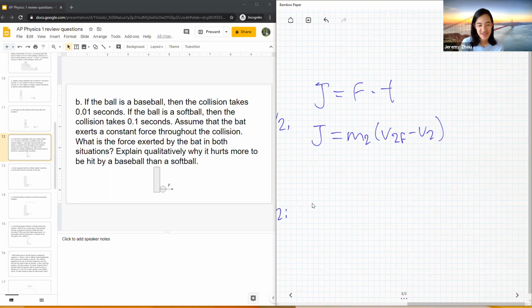Right, everyone knows what's going on. So yeah, F equals m(v2f minus v2)/t. And if t is small, then F is big, and it hurts. Big forces hurt. And if t is big, F is smaller and it hurts less.